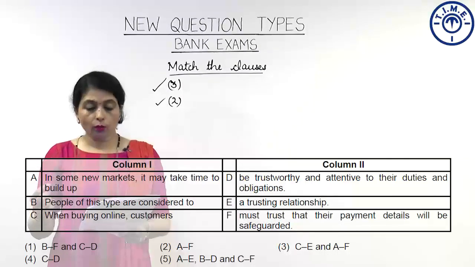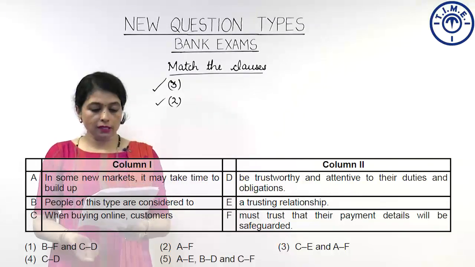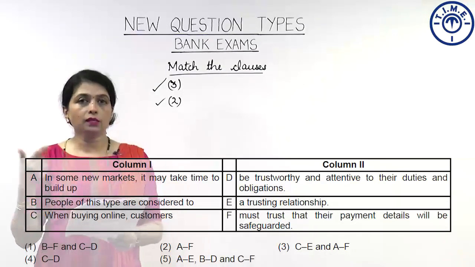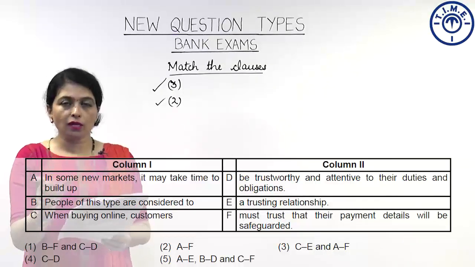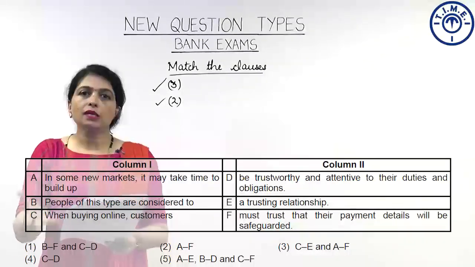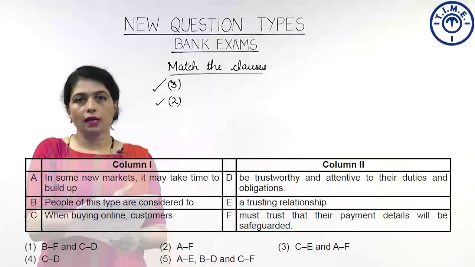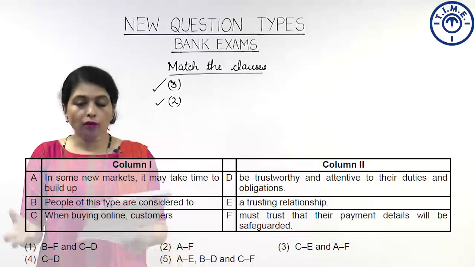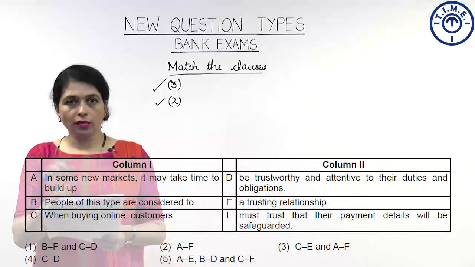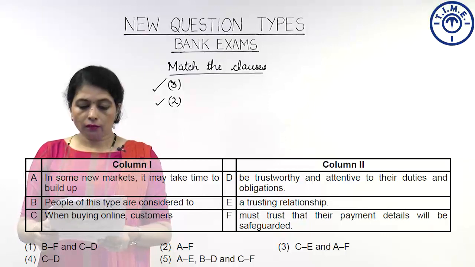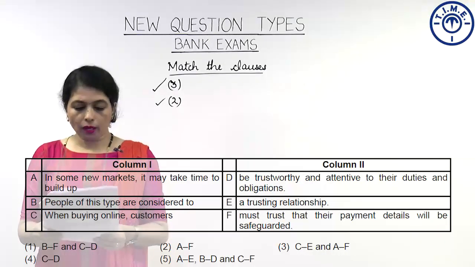A with E, well, it says it may take time to build up a trusting relationship. So we have a trusting relationship as a noun phrase which perfectly brings out the meaning that the part A has tried to convey, and therefore in combination they are a meaningful pair. Fine. So we have A and E together. Let's move on to the second one now, part B.